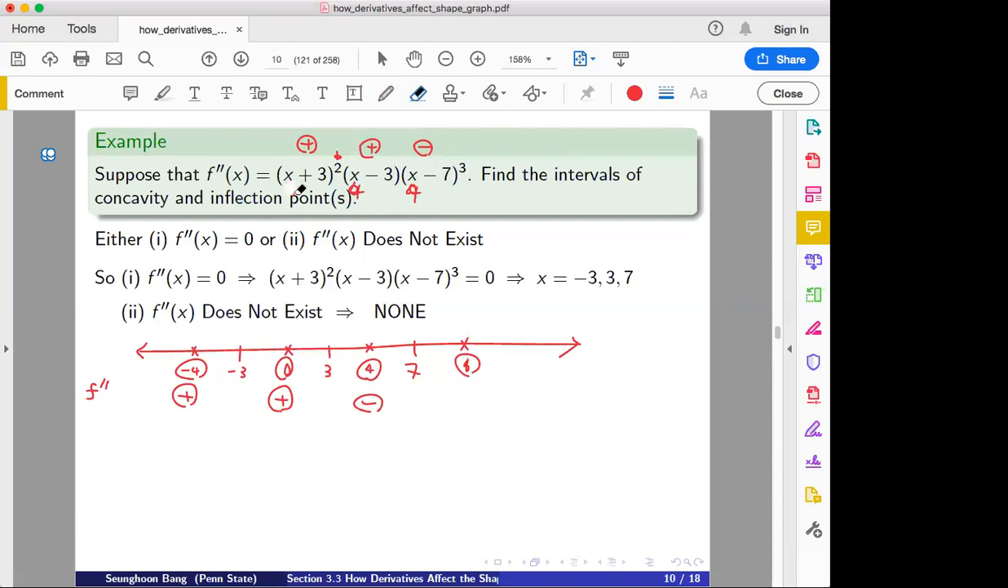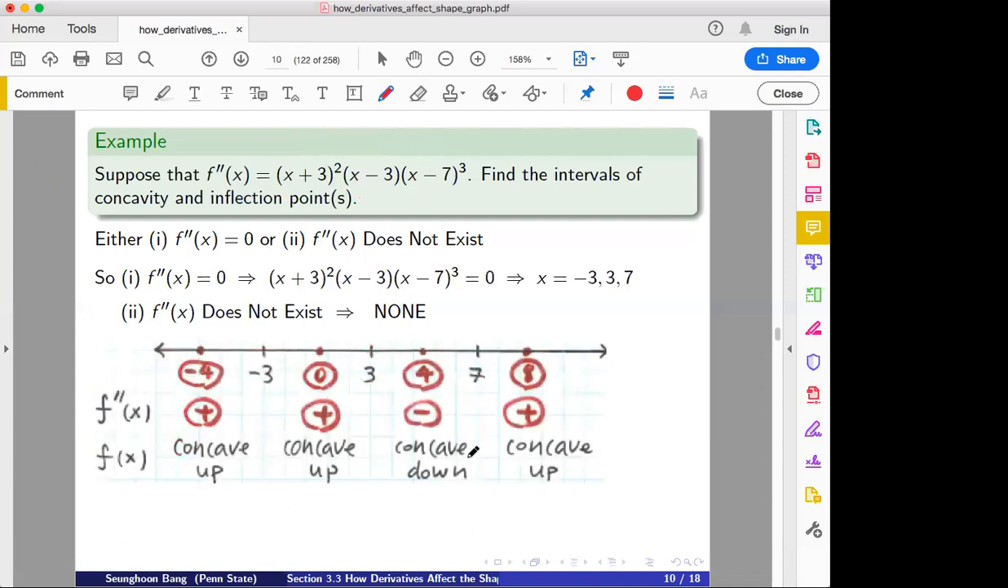The last one, choose 8 and plug it in. 8 plus 3 is positive, 8 minus 3 is positive, 8 minus 7 is also positive. All positive, so positive. What is the graph of f? The first interval is concave up, the second is concave up, the third is concave down, and the last is concave up. This is the whole idea, so we have this graph.